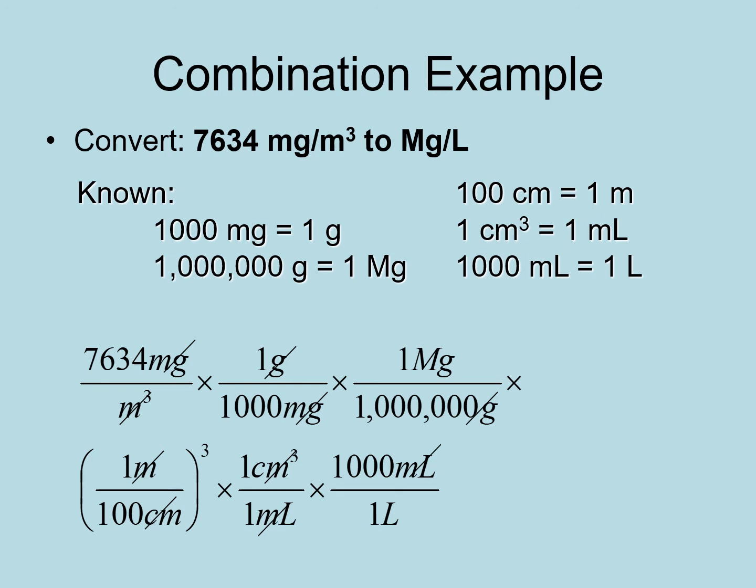The only thing unit-wise that I have not canceled out is megagrams over liters, and that's what I was asked to find. Now I just need to do the math part, and if you're careful, you'll see that the thousands cancel each other out, so it's 7634 over a million over, well, no, the million's going to cancel out too. So, oh no, it won't cancel out because it's in the denominator. Forgive me. So it's 7.634 times 10 to the minus 9th power, if you write it in scientific notation, megagrams per liter.